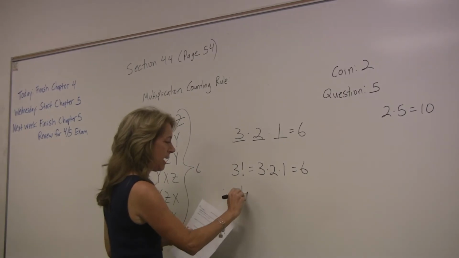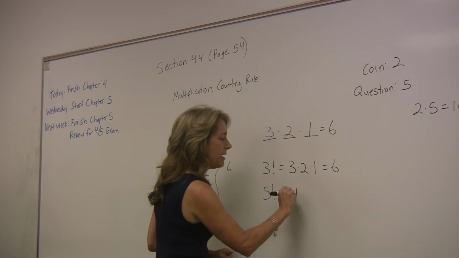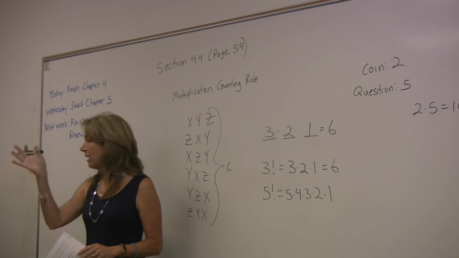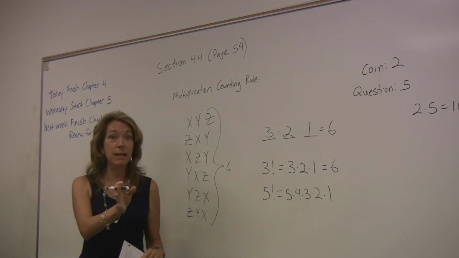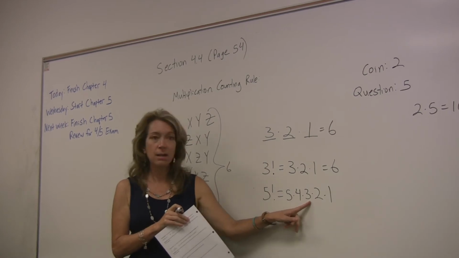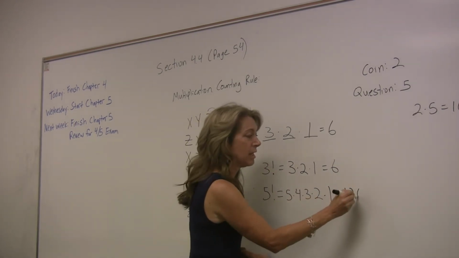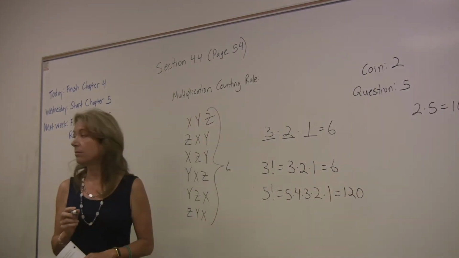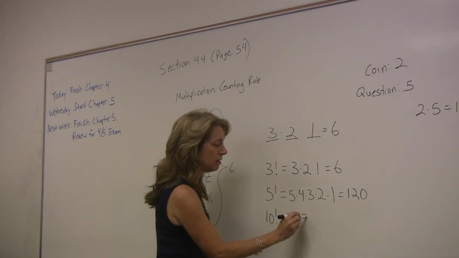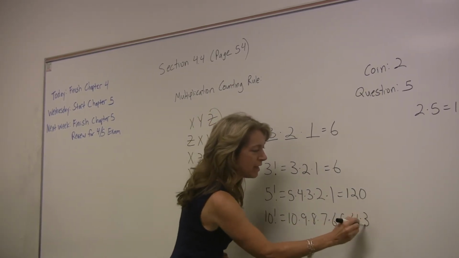Let's do 5 factorial next. What does that mean? 5 times 4 times 3 times 2 times 1? It means start at that number and keep subtracting 1 and multiply until you get down to 1. So if we multiplied this out, 5 times 4 is 20, times 3 is 60, 60 times 2 is 120. But when we get to 10, that's a lot. Some of you could probably get there faster than finding it on your calculator, but I'm going to show us how to find it anyhow.